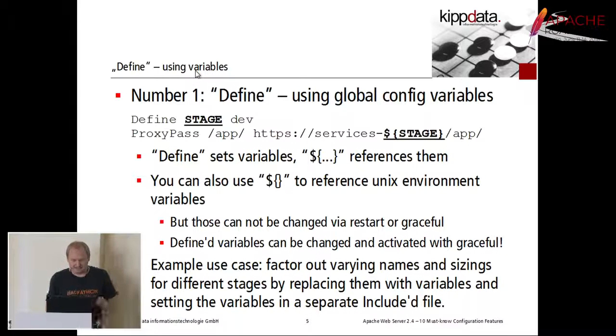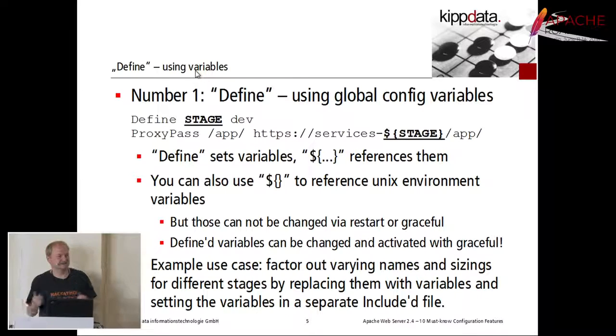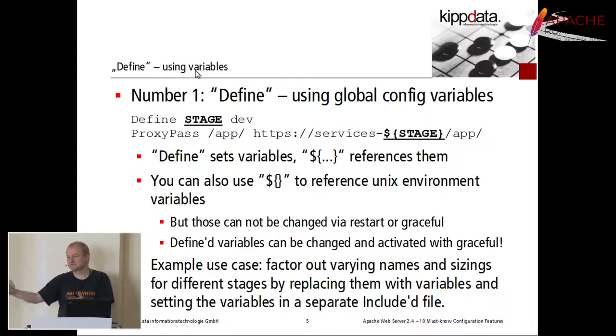So typically, you would factor out names or sizings that occur at multiple places in your configuration, and then you would change, for instance, to have different values on different stages. Then you can factor it out, replace it by variables. Your configuration files get constant, and you move all the defines into a specially included file where you have an immediate overview of the varying values that you are using.